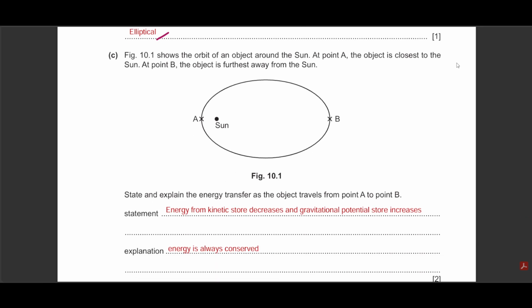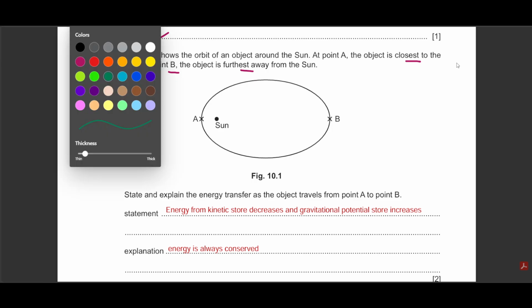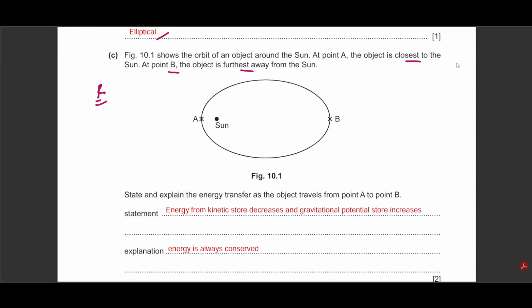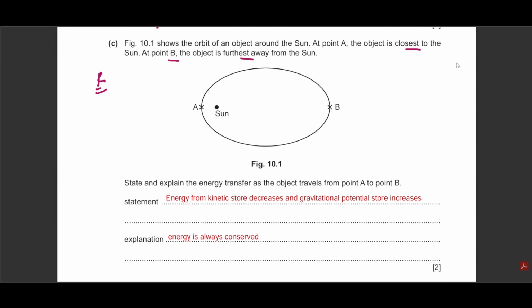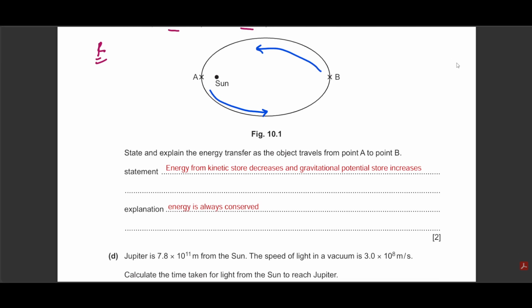It says the orbit of the sun, at point A the object is closest to the sun, and at point B it is the furthest away. This is a repeated question in terms of elliptical orbits and how to address these issues. It says, state and explain the energy transfer as the object travels from point A to B. Now, it could have been like this, or it could have been like this. For the sake of example, I am choosing this rotation. It could have been the other way around. It does not matter. Whatever orientation suits your brain is fine.